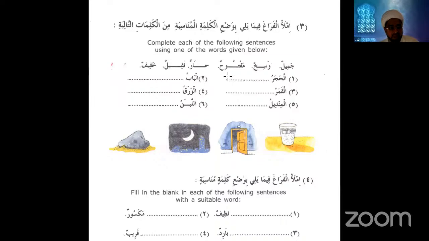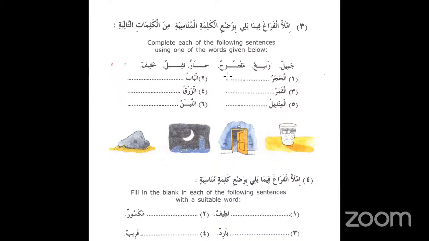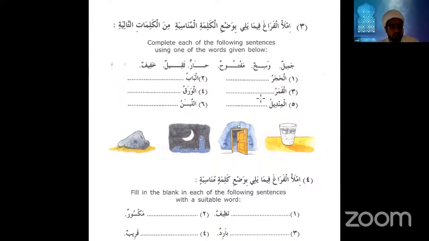Number 3. The moon is something. Al-qamaru, beautiful. Khafifun. Oh, sorry, jamilun. Yeah, al-qamaru jamilun. Right, brilliant. Thank you. Sister Farida, can you do 4, 5, and 6?